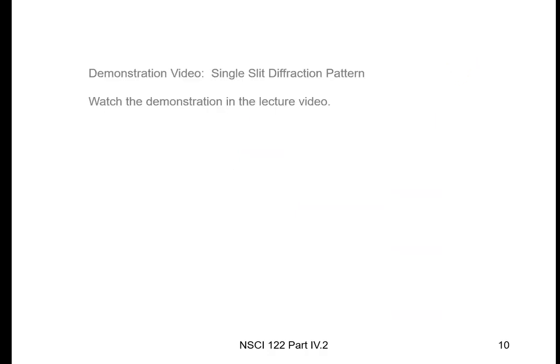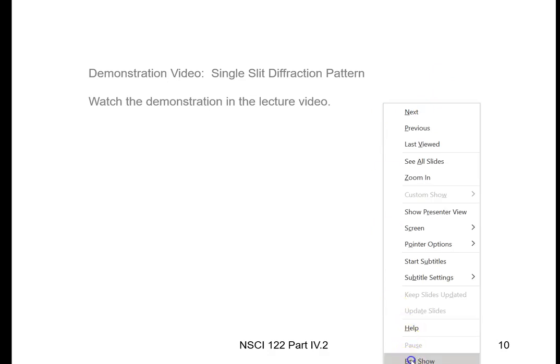Now, I have a video where I'm going to be sending red laser light through a slit, and I'm going to be varying the width of the slit. So you should see the amount of spreading change as I vary the width of the slit. Another way to say that is you'll see the width of the central diffraction peak change. So let me go ahead and show that video.